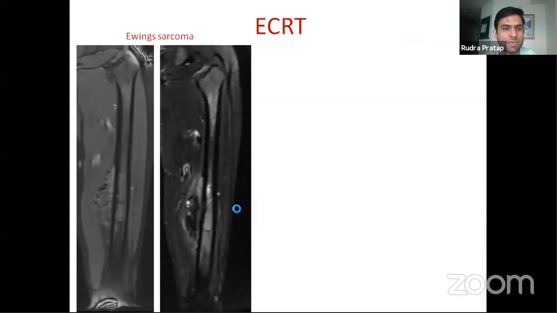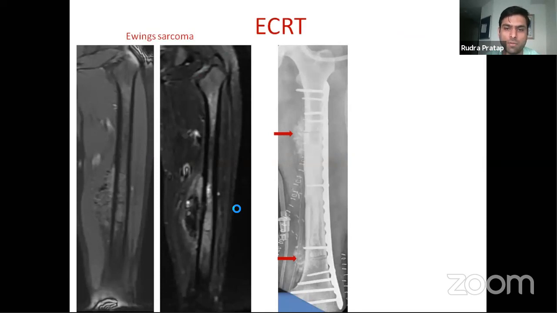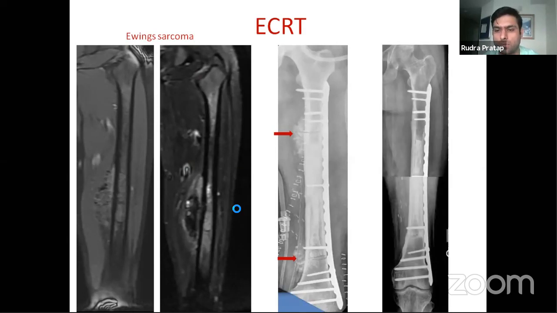This is a case of Ewing sarcoma of the femur, in which we have done an intercalary resection, and we have done ECRT of the bone and reimplanted it back. You can see on the ends we have placed morselized bone graft to augment the union of the excised specimen. So this is the long-term follow-up of the patient. We can see good union in both the proximal and distal osteotomy sites.